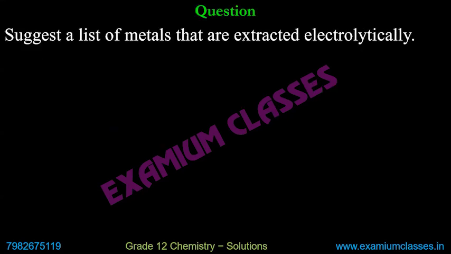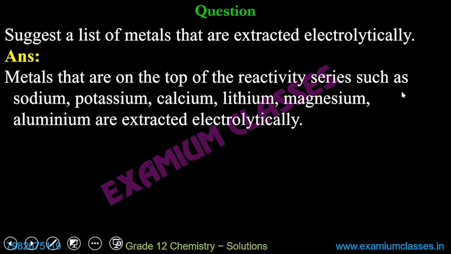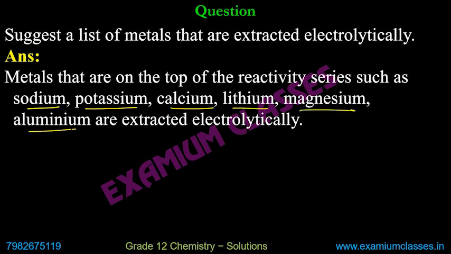Next, suggest a list of metals that are extracted electrolytically. These are those metals which are at the bottom of the reactivity series. When I say at the bottom of the reactivity series, means they have very high reducing power. Means they can replace other metals. So lithium, sodium, potassium, if you remember, these were towards the bottom of the series. So sodium, potassium, calcium, lithium, magnesium, aluminum are extracted electrolytically.